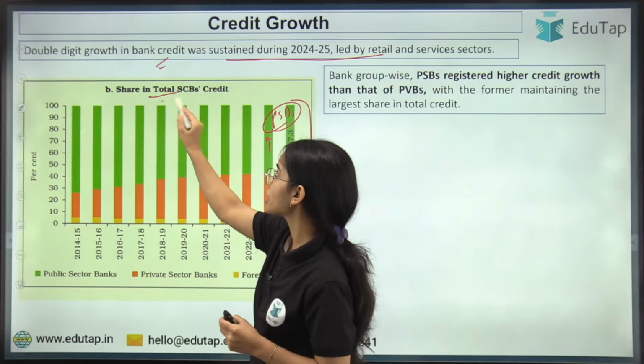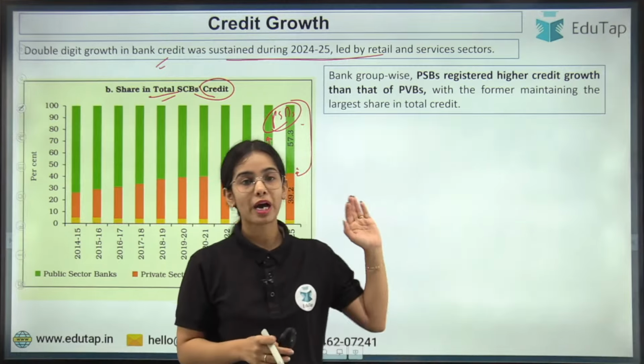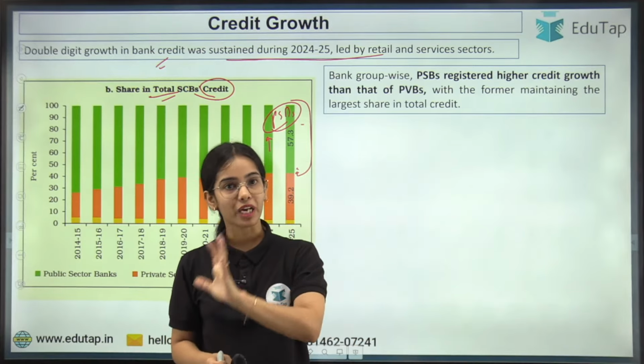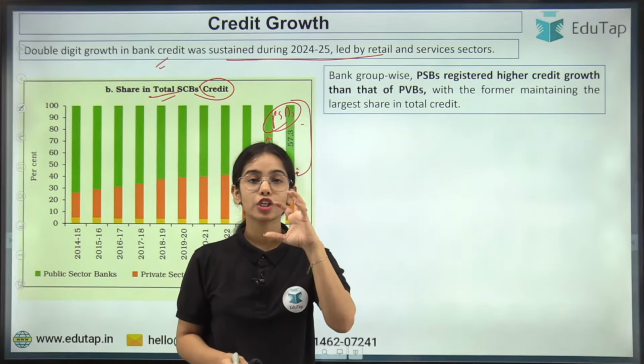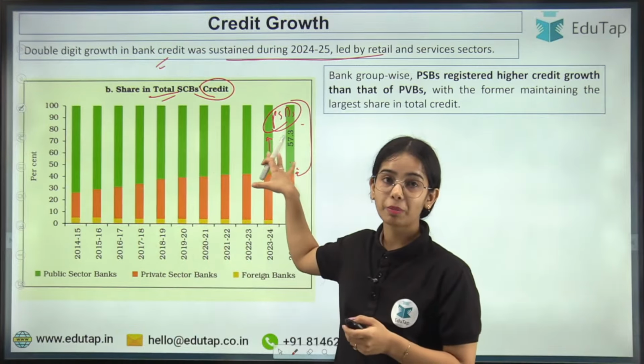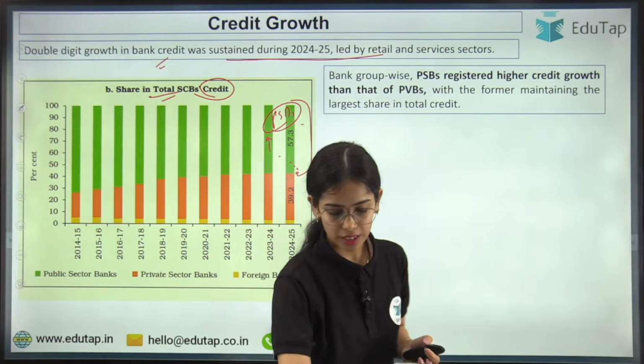So share in total scheduled commercial bank credit. The higher share is with the public sector banks. Bank group wise, public sector banks registered a higher credit growth than that of private sector banks, as well as in the total credit share, the public sector banks had a higher share also. They have higher growth also. So this is the idea.